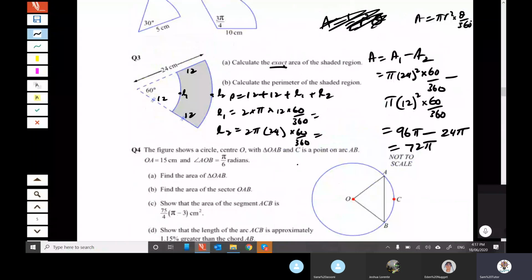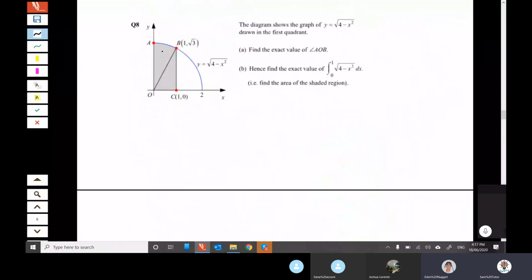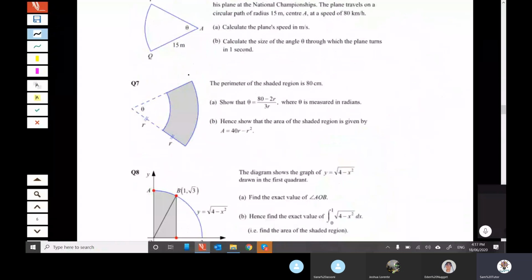Let's do question 7. This would be an exam style question, so very likely to be in an exam, something like this. It's pretty much the same as what we just did. The perimeter of the shaded region is 80. Show that theta equals this.